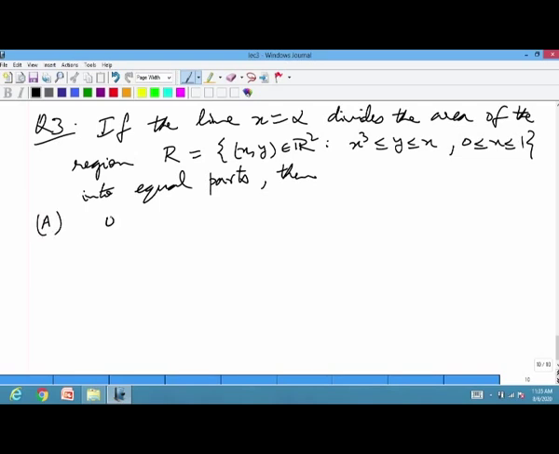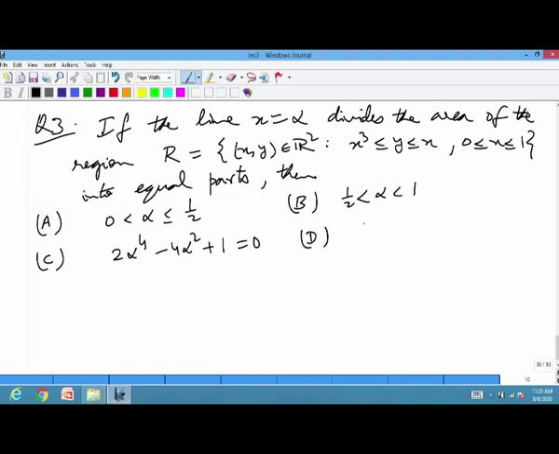The first option is alpha is greater than 0 and less than equal to half. Second is alpha is greater than half and less than 1. C is 2 times alpha to the 4 minus 4 alpha square plus 1 equal to 0, and D option is alpha to the 4 plus 4 alpha square minus 1 equal to 0.